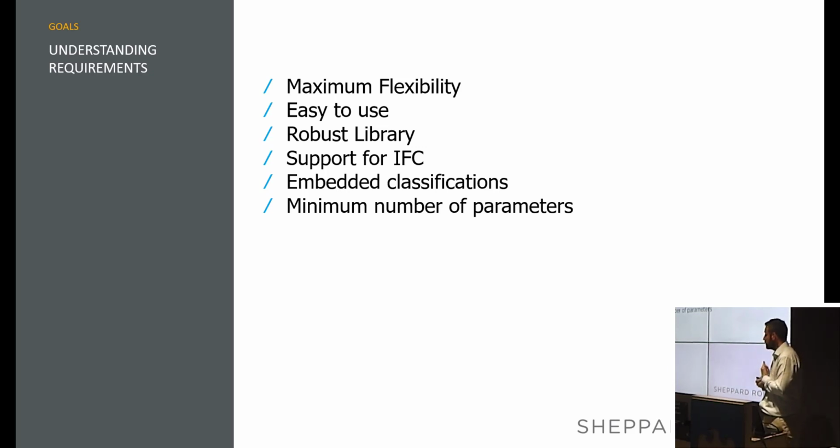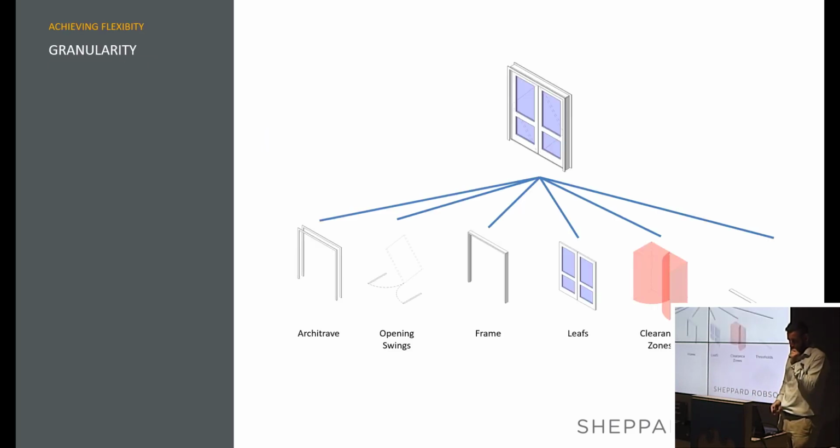Okay, so again, it's about understanding what you need from your door libraries. From our perspective, we want something that's very flexible, that will fit all our scenarios. It needs to be easy to use. You need to have a wide range of content to use across all your different project types. For us as well, we want to be able to support IFC as much as reasonably possible. We want to embed the classification information in there to reduce the amount of additional work that people have to do on their projects, and also minimize the number of parameters that are visible to the users so the content becomes easy to use.